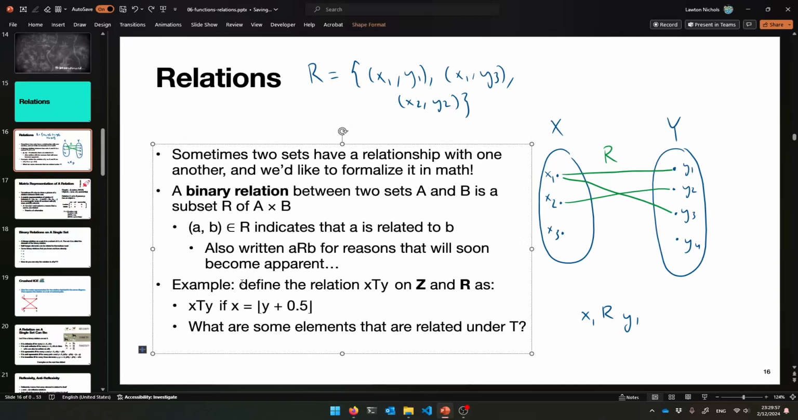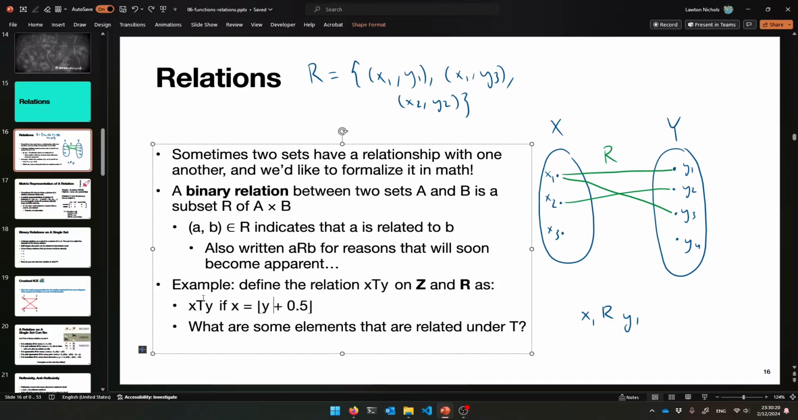But here's an example of a relation. Let's define this relation. Let's call it T. It's a relation T on Z on the left and R on the right, so integers on the left and real numbers on the right. And it relates them like this: x is related to y under T if x is equal to the floor of y plus 1/2.